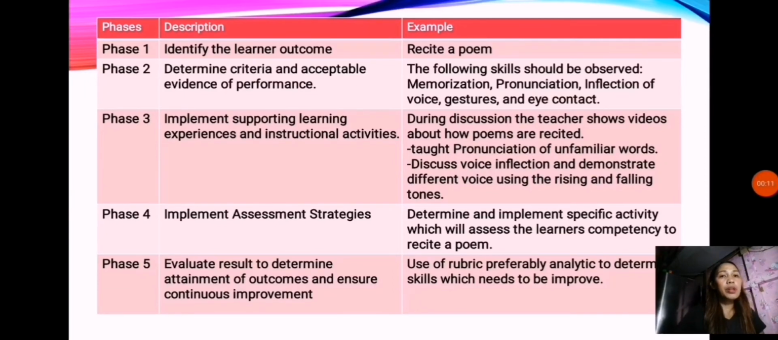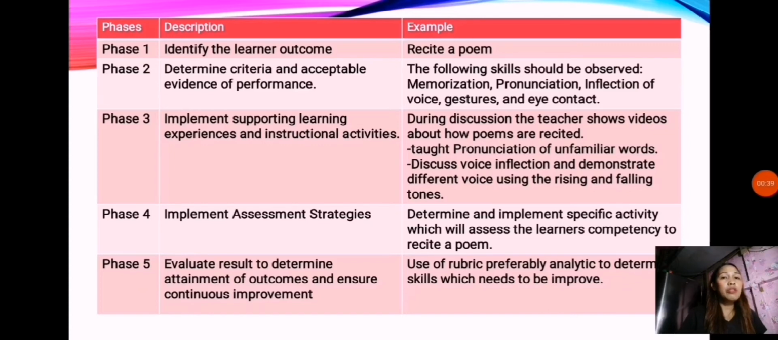Then phase number 4, implement assessment strategies. Determine and implement a specific activity which will assess the learner's competency to recite a poem. Since the competency here can also be the activity, then you will just have to determine the right poem which your student has to memorize and recite in front, in accordance to the level of competency.